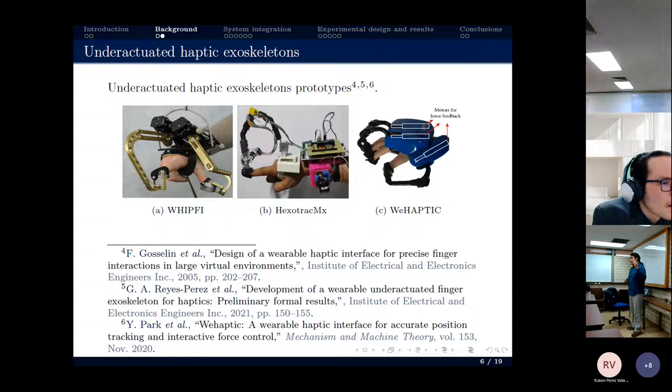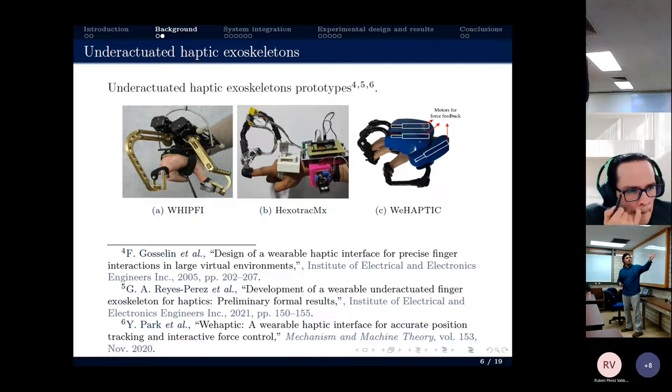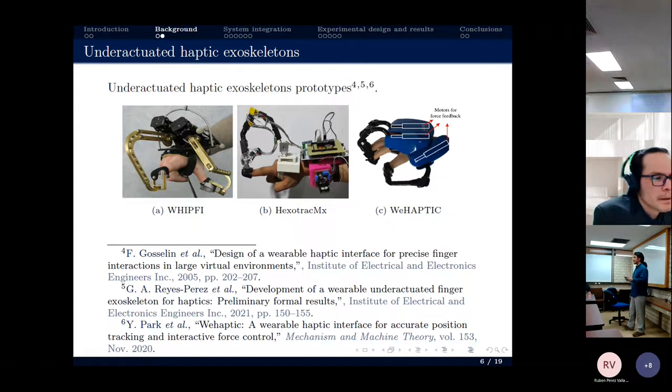Now, currently, several devices have been developed in order to be used as a haptic interface, such as the Wi-Fi to interact with large virtual environments, the ExoTrack MX, which proposed a cyber-physical approach to study this kind of devices, and WeHaptic that provides haptic feedback to three fingers to perform grasping and manipulation tasks.